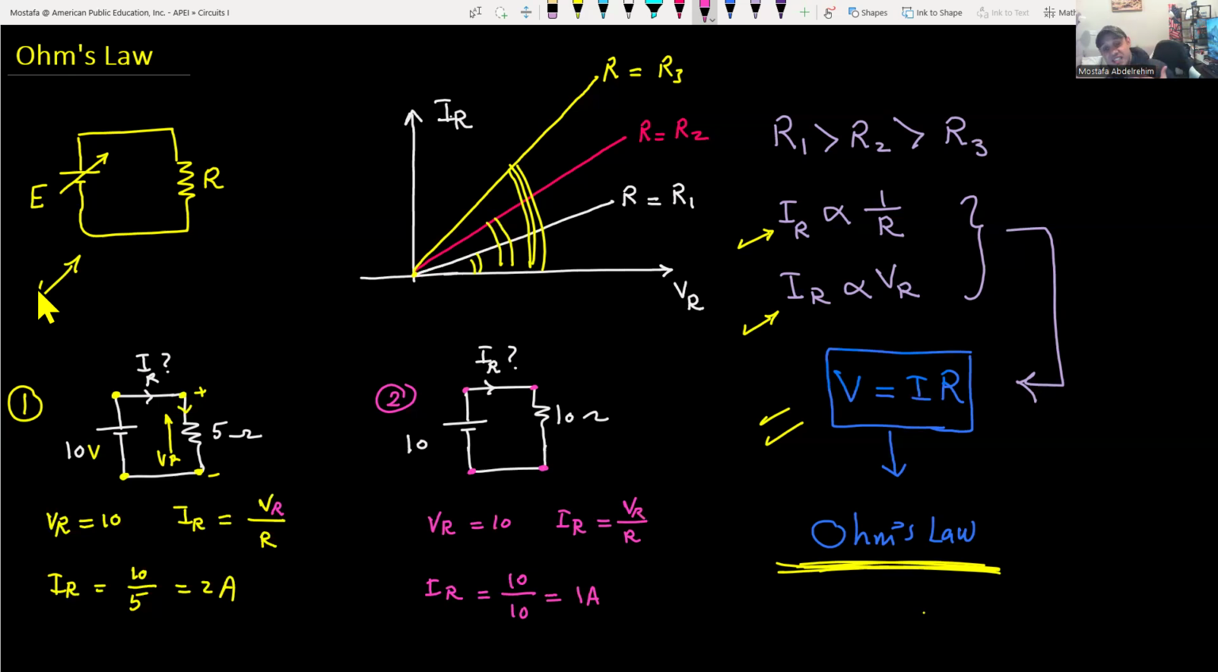We increased the resistance, so we decreased the current. And look at that: we doubled the resistance, we halved the current. We doubled the resistance from 5 to 10, and we halved the current from 2 to 1. That's always the case, with the same voltage, of course.